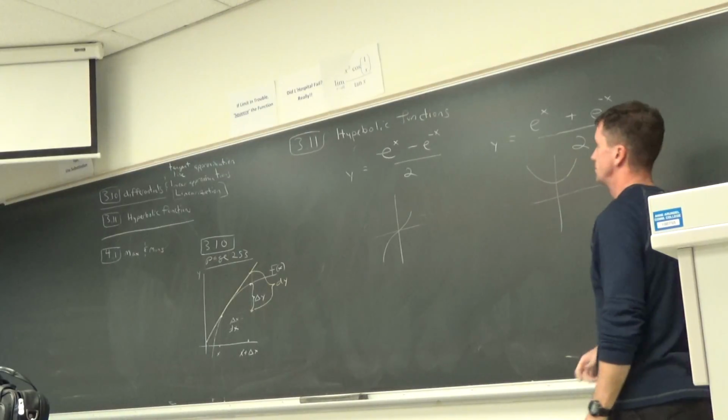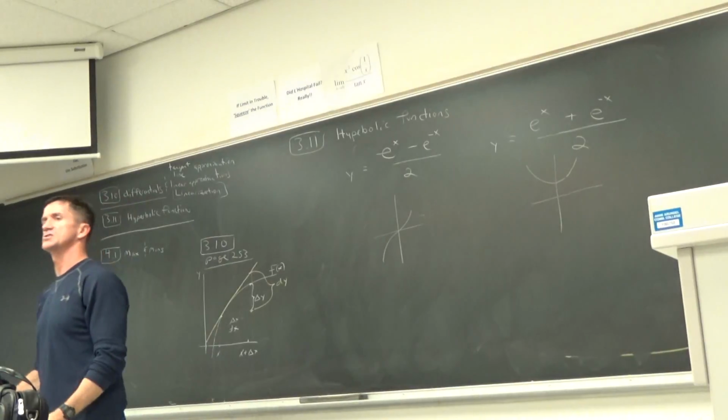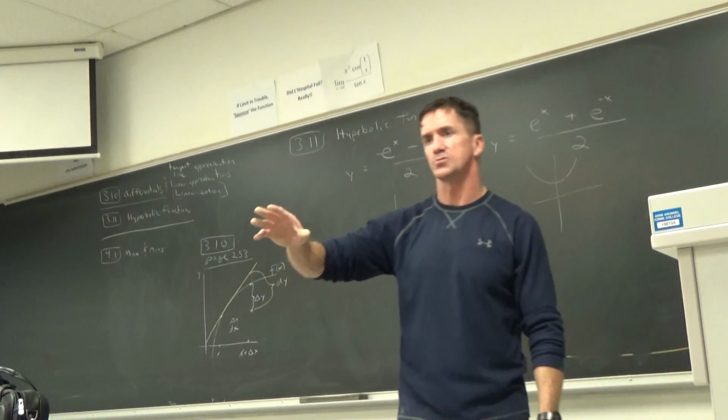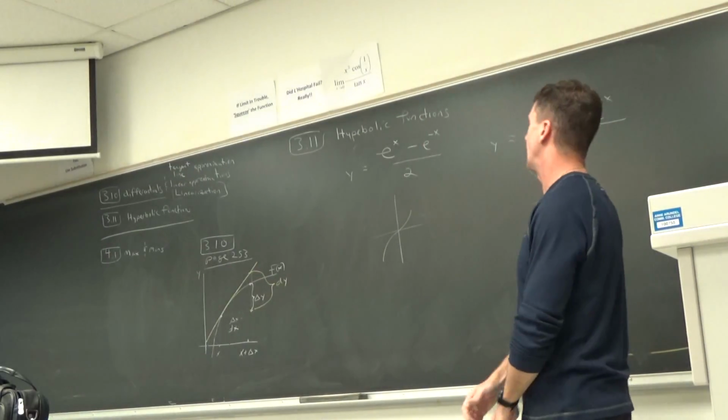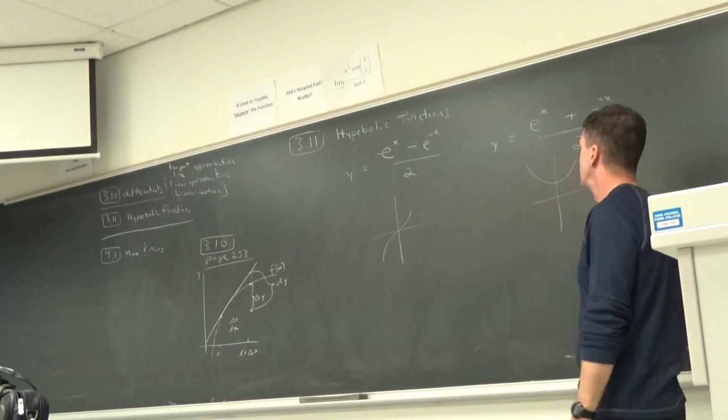One of them's even, one of them's odd. Can you tell, if you know even and odd functions? Even functions are symmetrical with respect to the y-axis. Odd functions are symmetrical with respect to the origin. Which one's the odd function? Left. Yeah, you're odd. You're an even function.